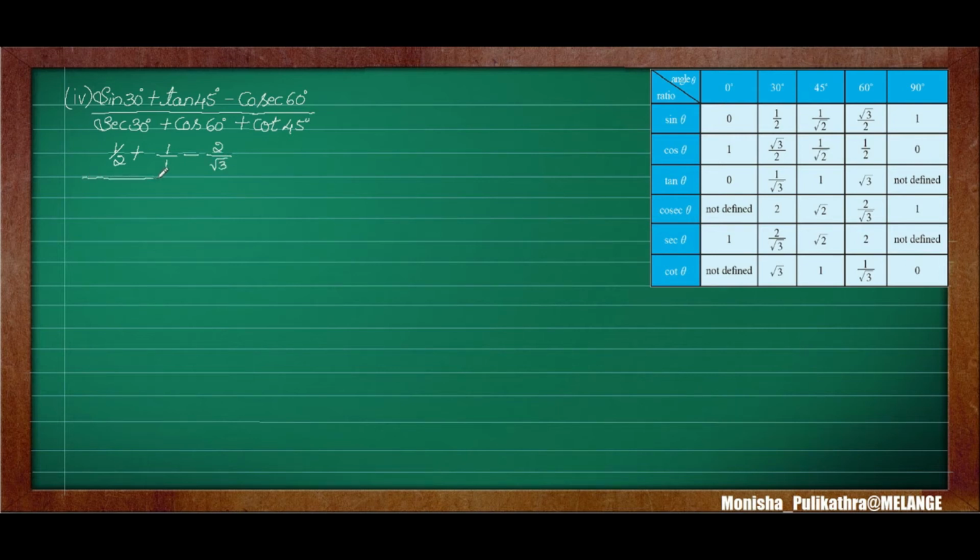Okay. So next, divide by, so secant 30. So secant 30 is 2 by root 3 plus cos 60. So cos 60 is 1 by 2 plus cot 45. So cot 45 is 1. So 1, I will be writing it as 1 by 1.